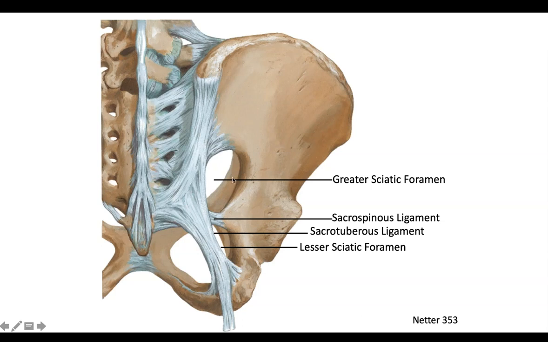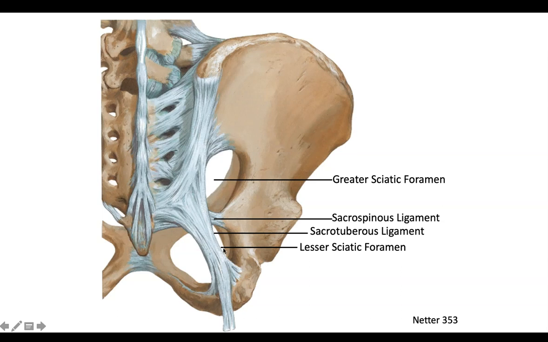So the greater sciatic foramen is the passageway for the blood vessels and nerves, and also a muscle. All these structures pass through the greater sciatic foramen from the pelvic cavity and enter into the gluteal region. So you can consider the greater sciatic foramen as a door or the passageway for the blood vessels and nerves entering into the gluteal region.